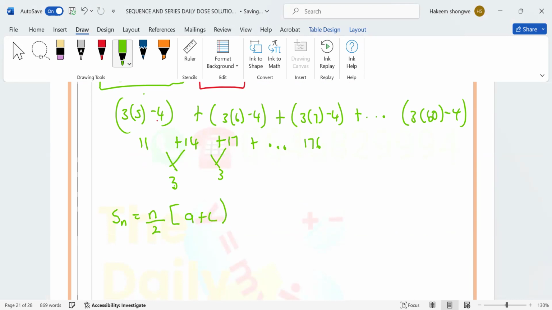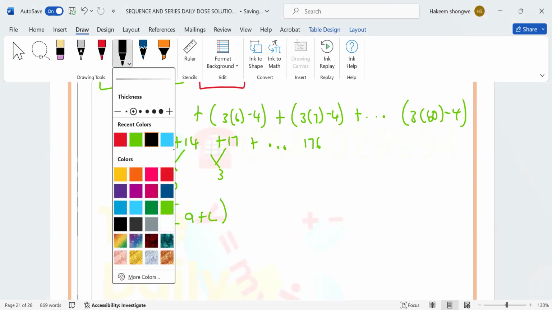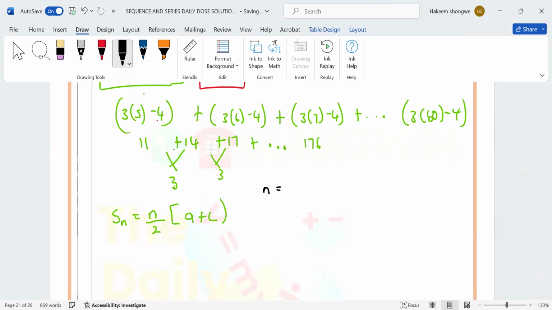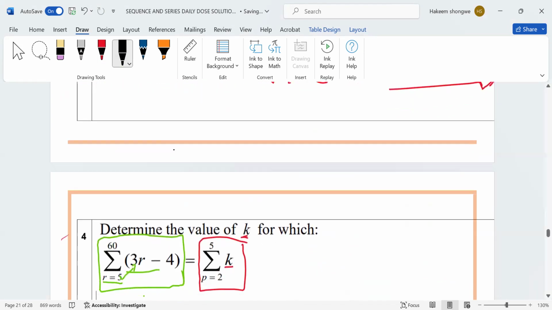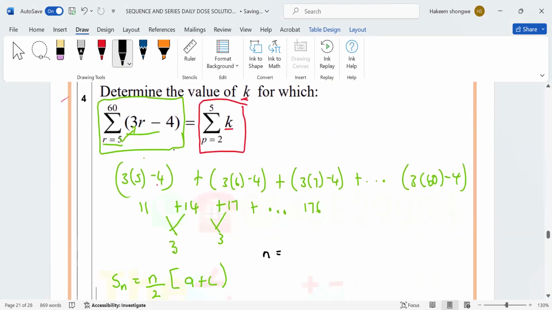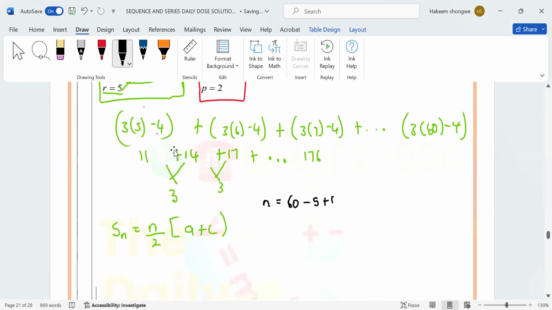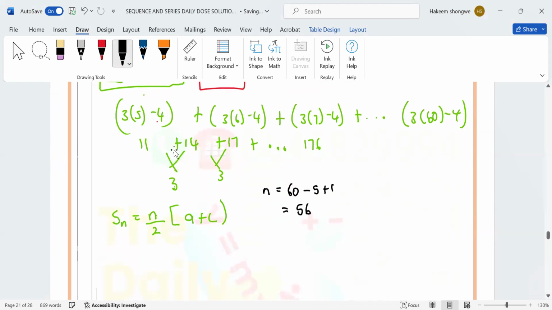Now we need to know what is n. And how do we get our n? We get our n by saying top. What is written at the top? It's 60. So we have 60 minus 5 plus 1. And then what do you get after that? We get 56. Okay, so it means we have 56 terms.